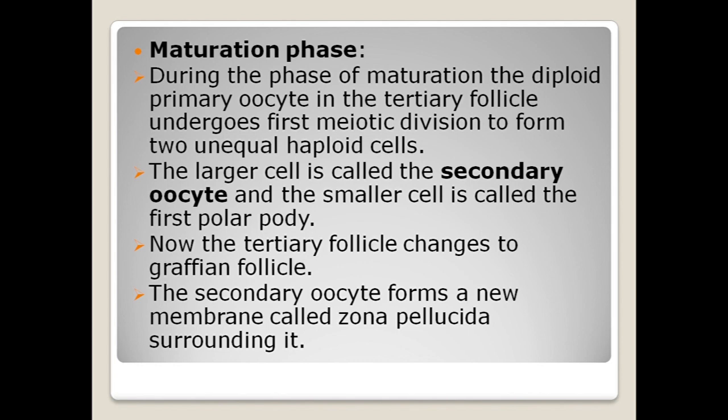Now the tertiary follicle changes to Graafian follicle. Graafian follicle is the mature follicle. The secondary oocyte forms a new membrane called zona pellucida around it.